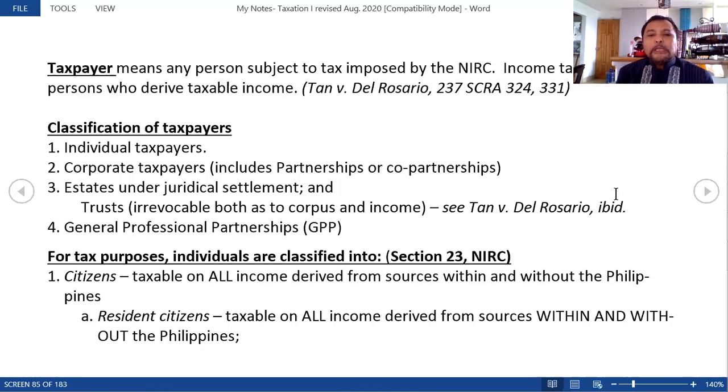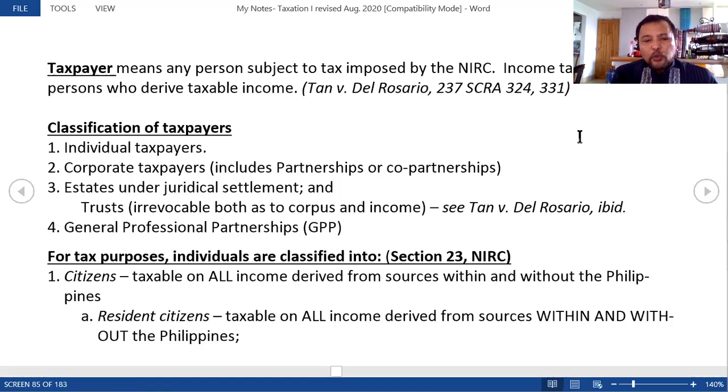All right, the different kinds of individuals. So number one, individual taxpayers. There are different kinds of individuals. So the first kind are the citizens, no? What do you mean by citizens? These are the residents, these are the Filipino citizens.